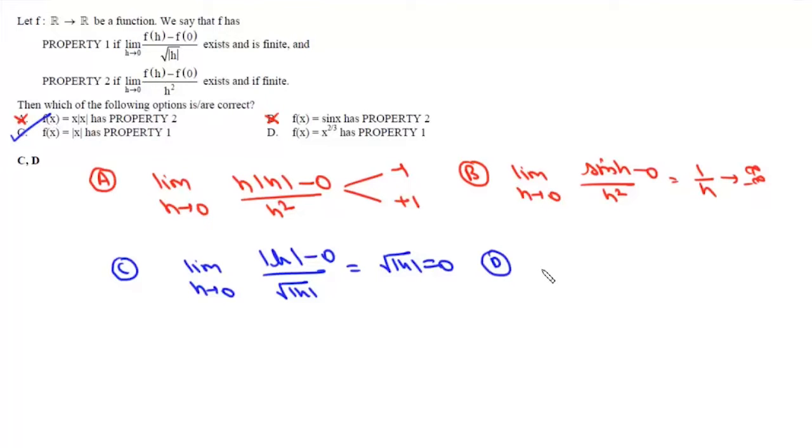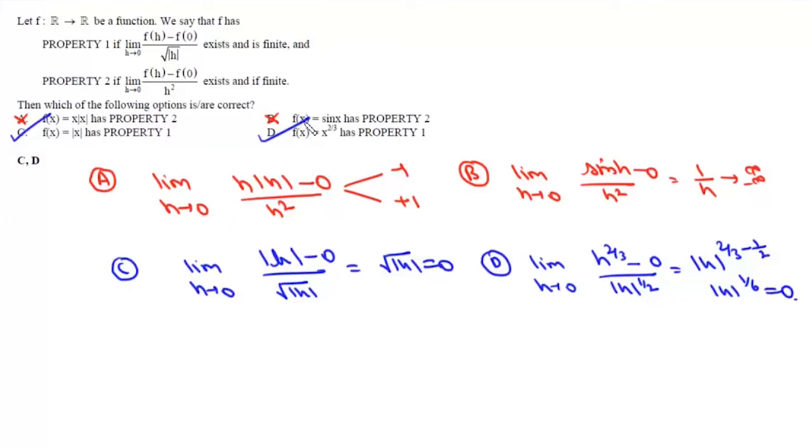And for D, x to the power 2 by 3. So we can write limit h tends to 0, h to the power 2 by 3 minus 0 upon mod of h to the power 1 by 2. Now since it is h square, we can actually write this as mod of h to the power 2 by 3 minus 1 by 2, which is mod of h to the power 1 by 6, which again will be 0, which exists and is finite. So that means the correct options are C and D.